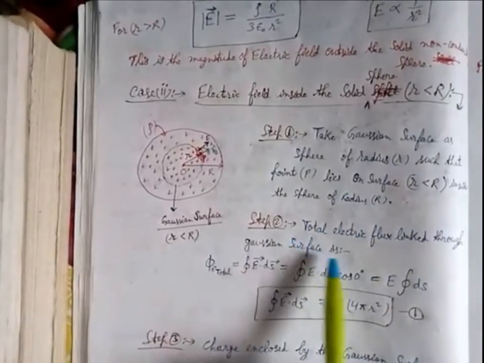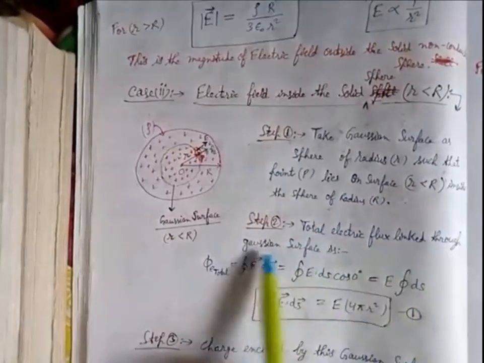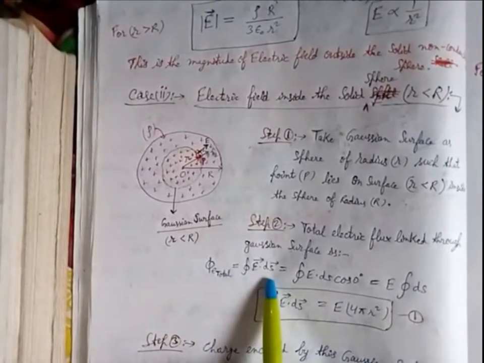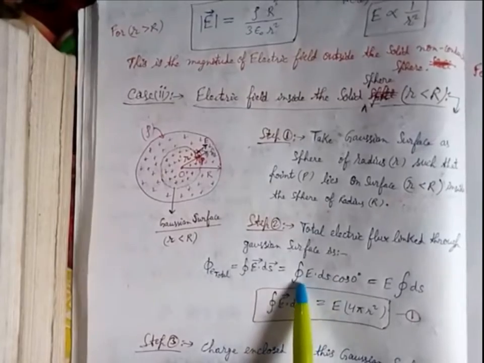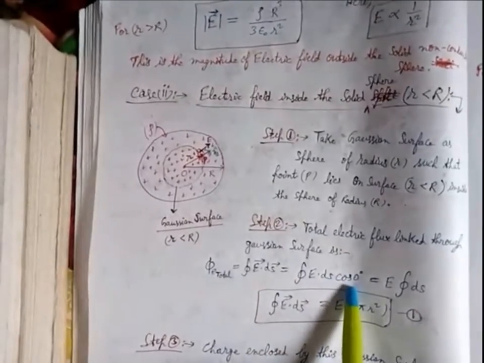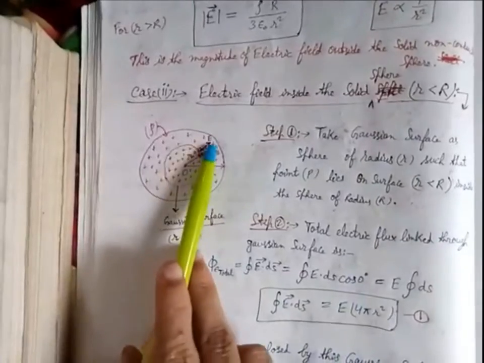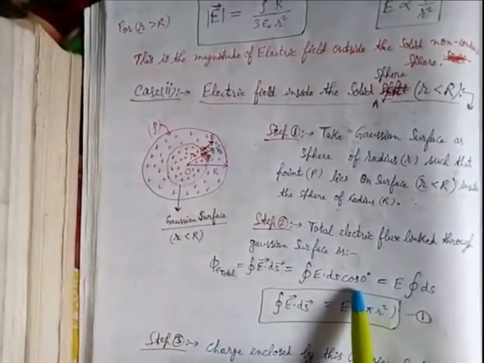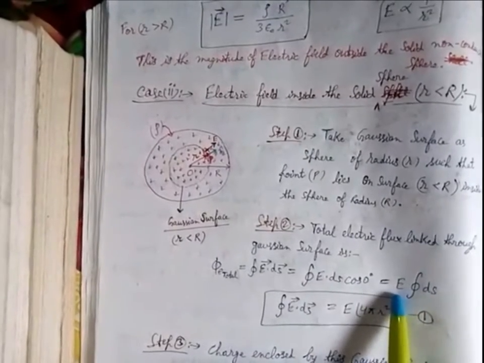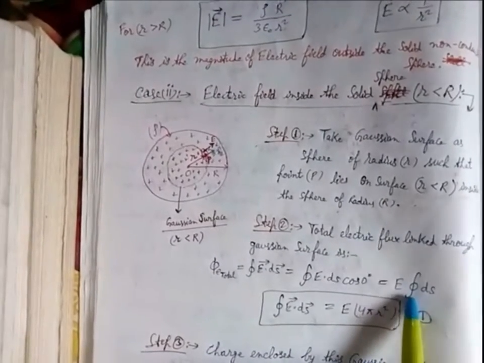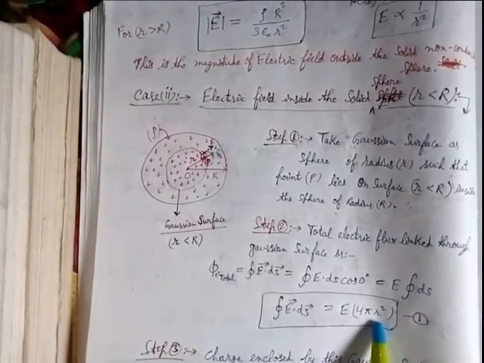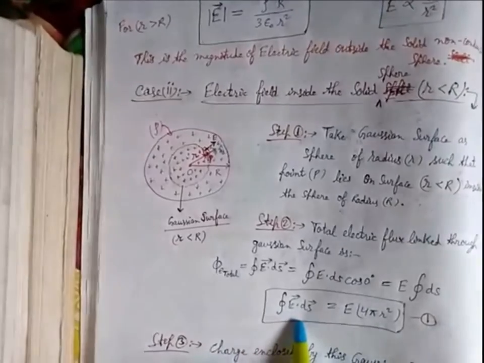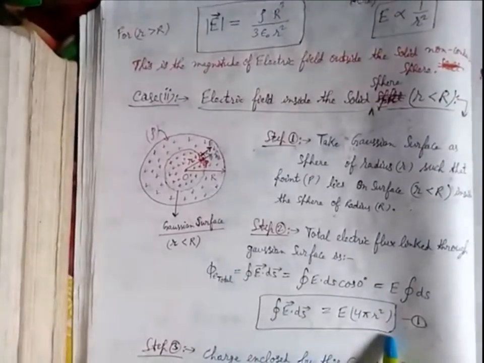Then step second, the total electric flux linked through this Gaussian surface is phi total, closed integral E dot ds, that is equal to closed integral E into ds into cos 0, because the angle between the electric field and the unit area vector is 0 degrees. So cos 0 is 1. So the electric field is taken out of the integration. Closed integral ds will be 4 pi r square. So this is equation 1, that closed integral E dot ds is E into 4 pi r square.